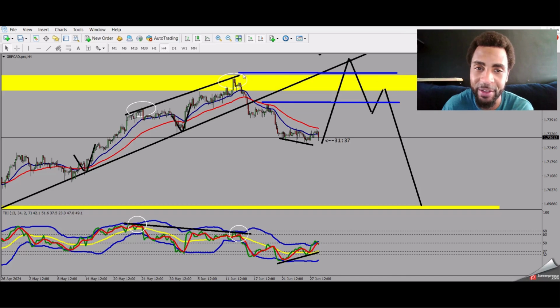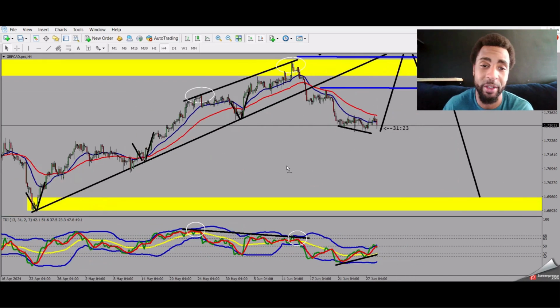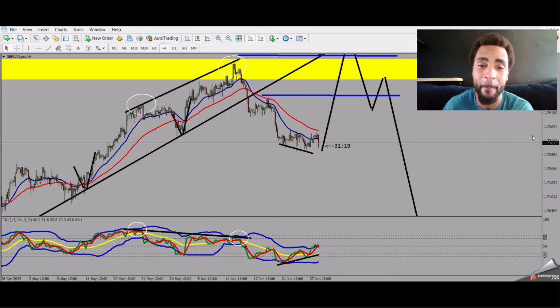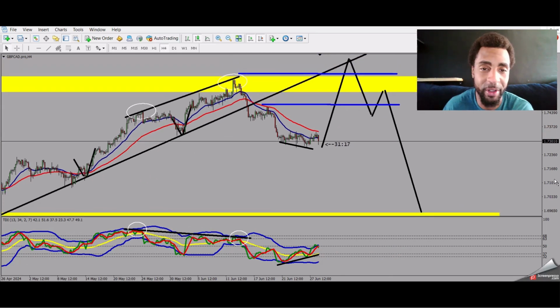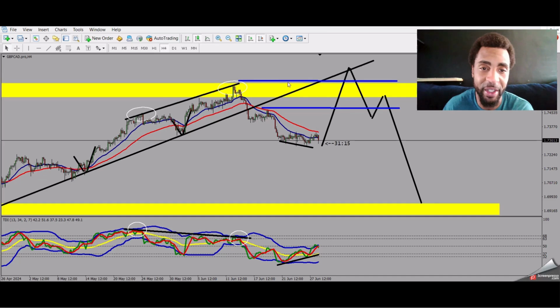Now, this is GBP CAD. So this is what I'm looking for: looking for it to go up here, and I'm looking for it to come back down there. So this is me looking for that. Now let's look at a different one. Well, I had dollar Swiss as well. Let's look at dollar Swissy.